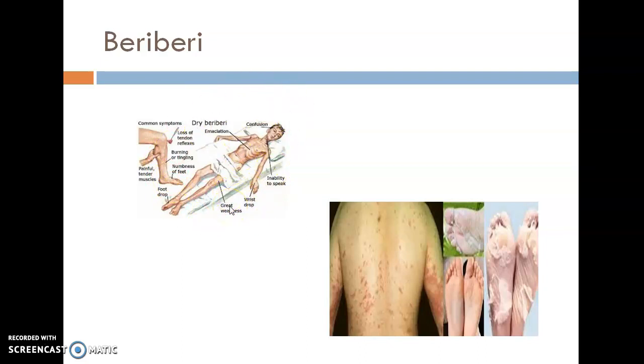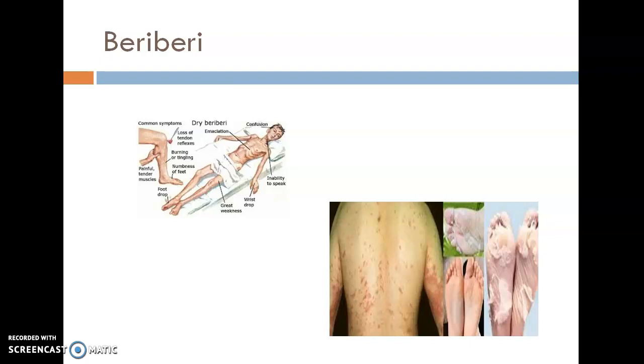Now wet beriberi means there will be edematous swelling, that is swelling of the feet, palpitation, breathing difficulty, rapid pulse, low diastolic pressure and high systolic pressure. Now you know that the normal blood pressure is 120 by 80. 120 is the systolic pressure and 80 is the diastolic pressure. So when there is beriberi, then the diastolic pressure or 80 count will go down and the systolic pressure will increase. Heart will become weak and often death follows due to heart failure.